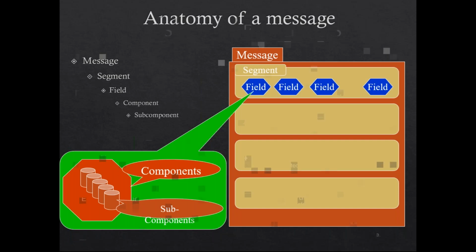Okay, are we clear till here? The structure of the HL7 message? Any questions?